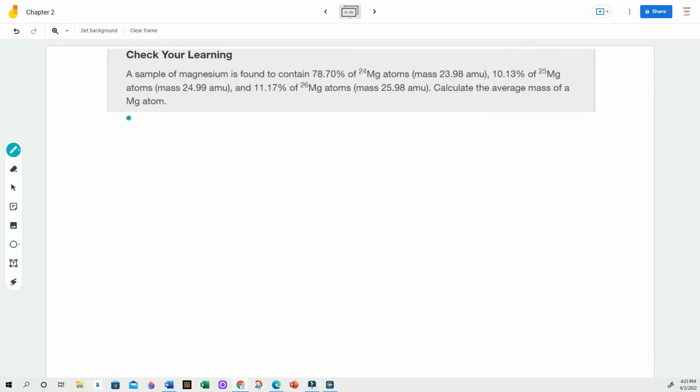So once again, we are going to do a weighted average. So starting with my magnesium-24, I'm going to use the mass that they gave me. So this is 23.98 AMU. And again, I'm going to convert this percentage into a decimal just by dividing by 100. So this is 0.787. I just moved that decimal 2 places to the left. Now I'm going to add in my term for my magnesium-25. Its mass is 24.99 AMU.